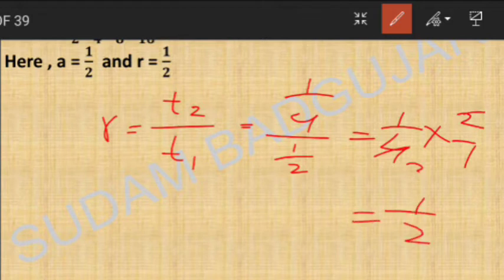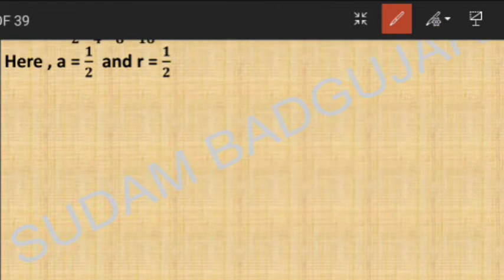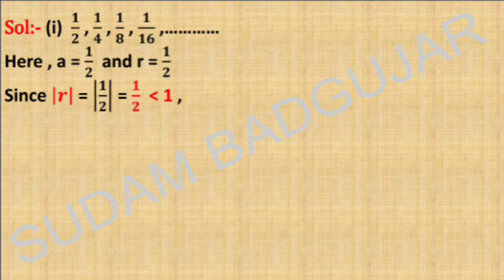This is the value of R. It's a very simple formula, T2 upon T1. R is equal to half. If the condition is satisfied, then you have to find out its sum. What is the condition? Absolute value of R, or modulus of R, is equal to absolute value of 1 by 2, which is half, meaning less than 1.